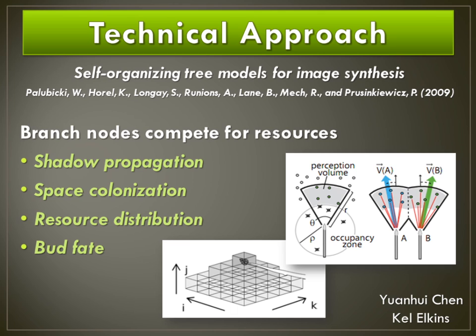Each branch will cast a diminishing shadow that will decrease available light for lower branches, so branches will grow in directions away from each other and towards a light source.